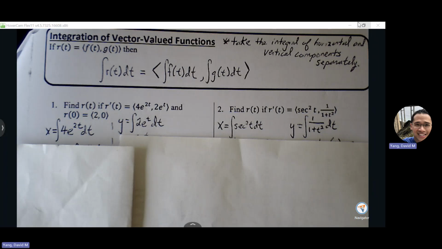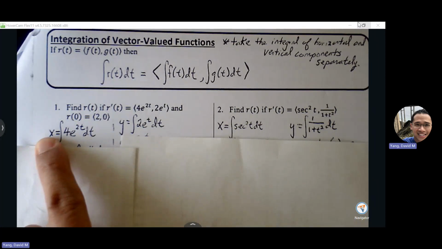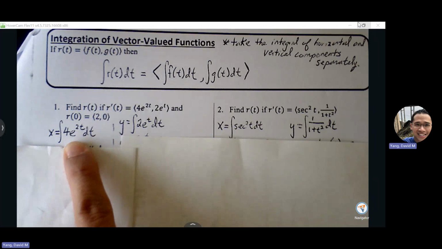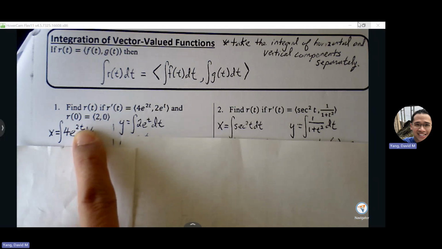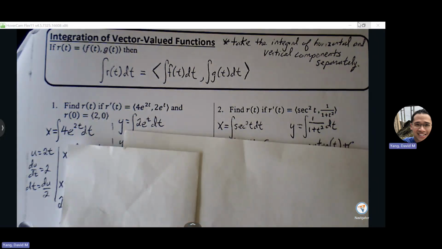So right now, x prime is 4e to the 2t. y prime is 2e to the t. If I take the antiderivative of 4e to the 2t, that will bring me up to the x level. But what's involved here? Yeah, u substitution. Ultimately, we want to turn this into e to the u, because e to the u is just e to the u. So my u value is 2t. Solve for dt: dt is du over 2. We know that a 1/2 is going to come out of that u substitution.